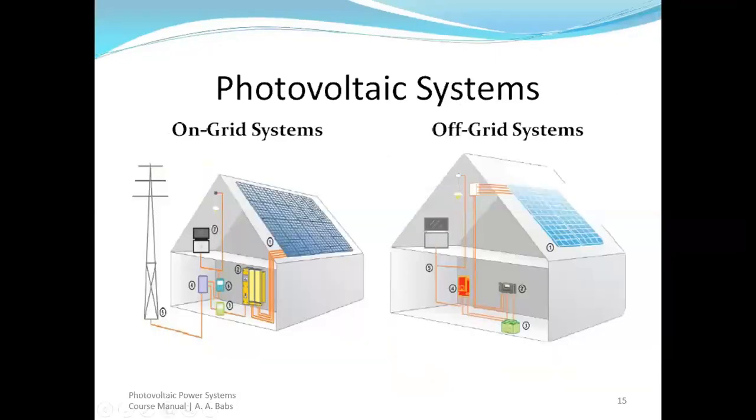Now we want to start talking about the photovoltaic technology. We want to start looking at the available technologies that we have, the topologies. Photovoltaic systems are divided into two: the on-grid systems and the off-grid systems. The on-grid systems are usually referred to as grid-connected systems. That simply means that the photovoltaic system is installed and then connected to the utility grid.